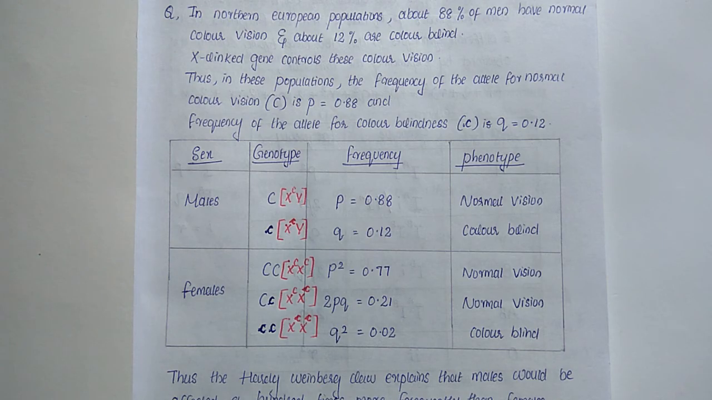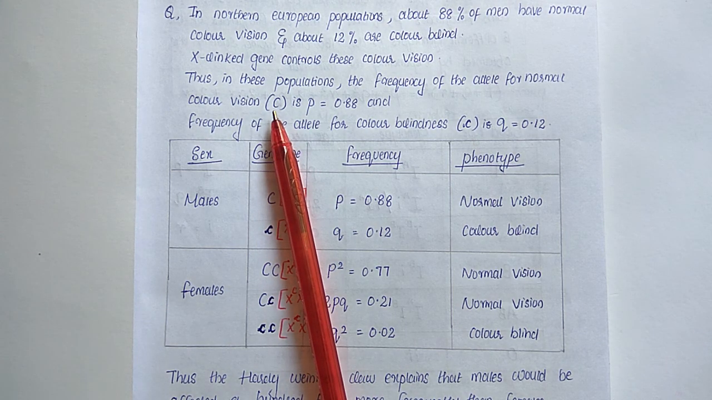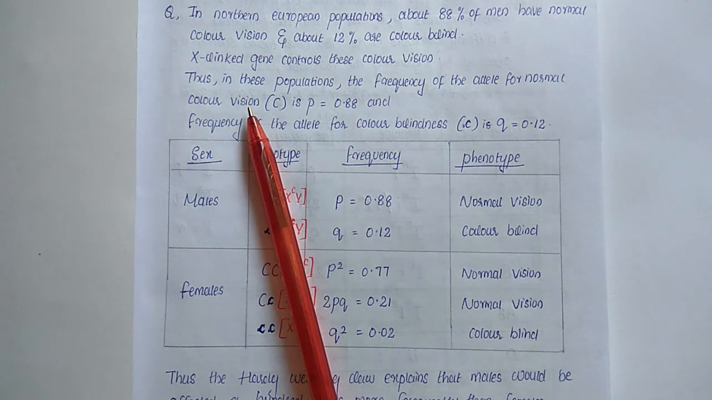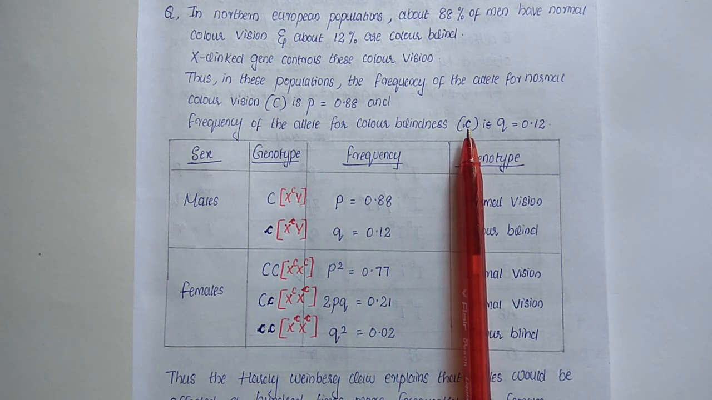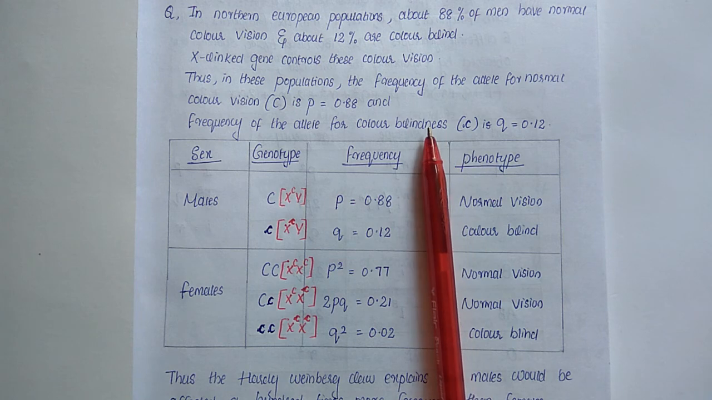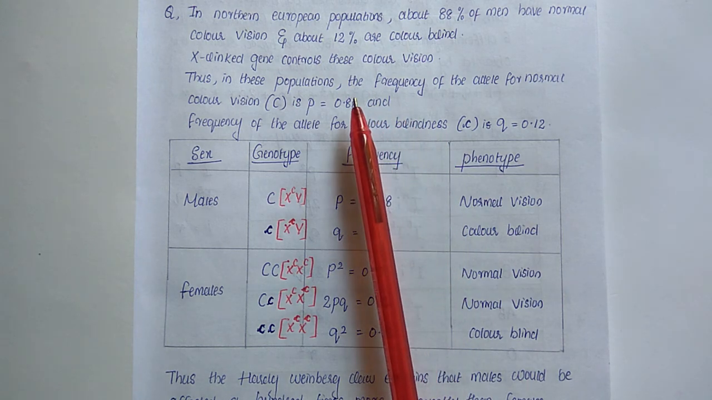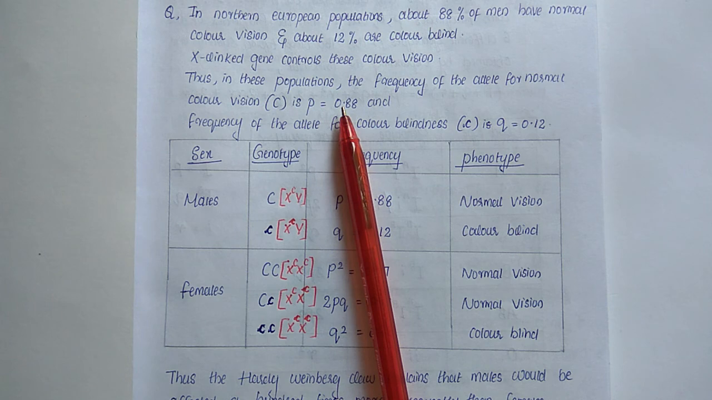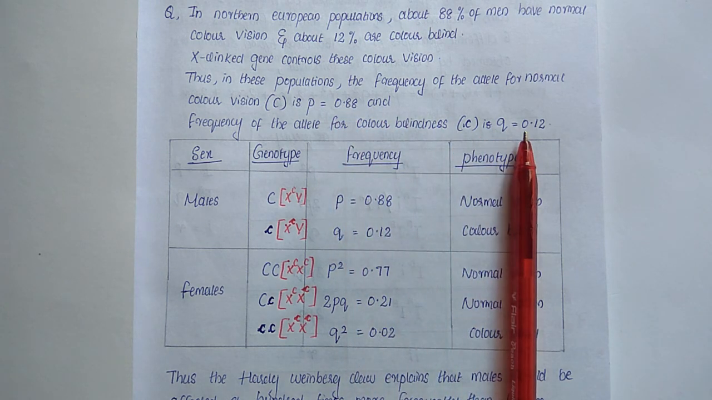For example, in the Northern European population, about 88% of men have normal color vision and about 12% are colorblind. That is, an X-linked gene controls color vision. Thus, in this population, the dominant allele C controls normal color vision, and the recessive allele c is responsible for color blindness. So the frequency of the dominant allele is 0.88 and the frequency of the recessive allele is 0.12.